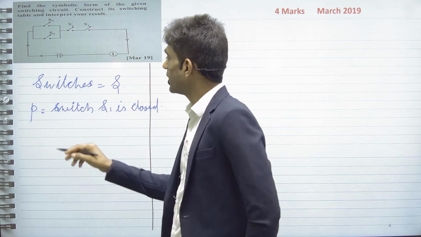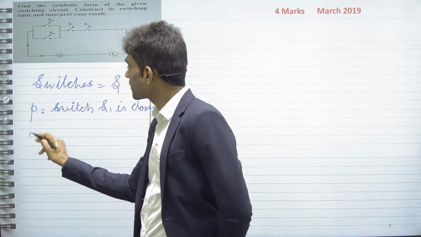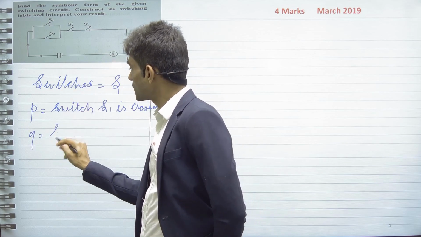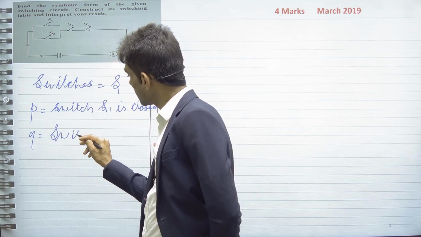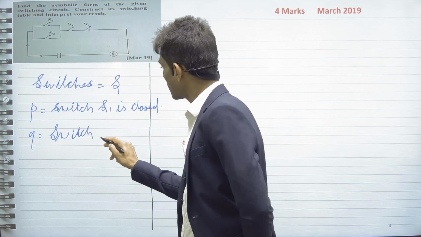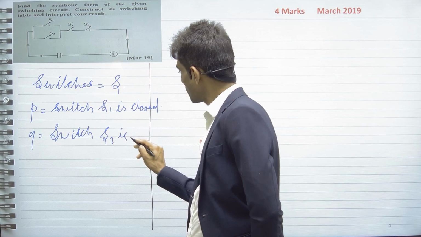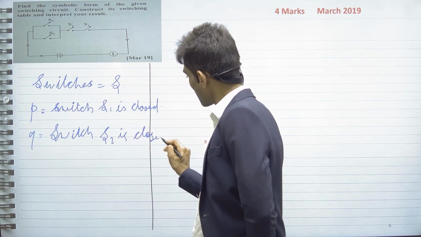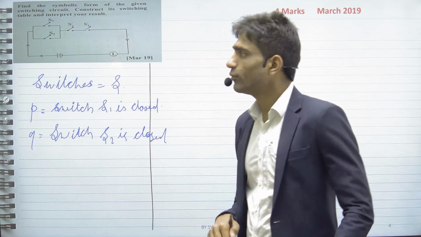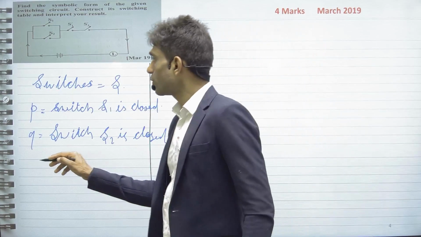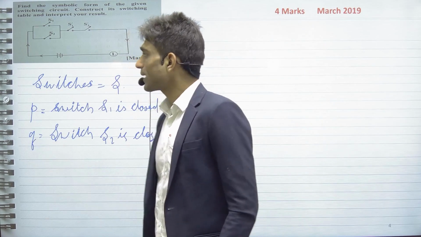Very good. Now let's go for the next statement, Q. What does Q represent here? Switch S2 is closed. So you all have to define the values for P and Q before you go for your solution. Okay, P, Q.